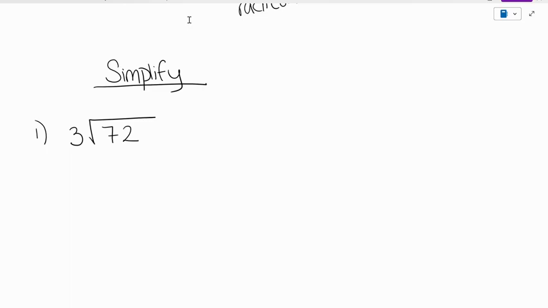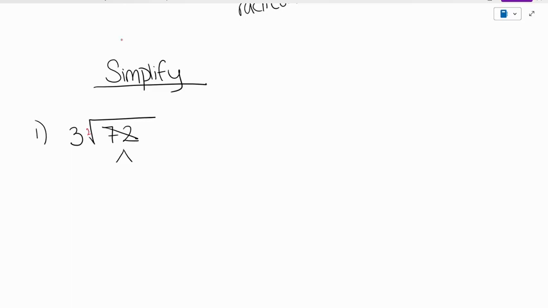But really, the process you should be taking in your head is asking yourself, what is the biggest perfect square that divides evenly into 72? 36 and 2. You got it. So we want 36 and 2. And because the index here, even though it's not written, is a 2, what you're looking for is pairs. You want two of the same. That's what that index tells us.